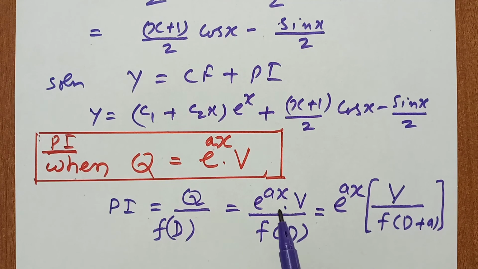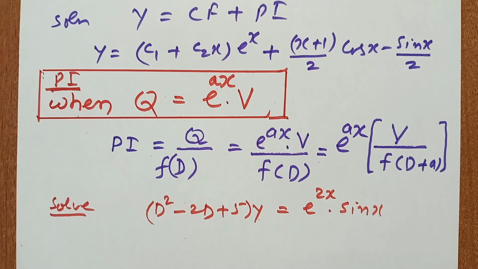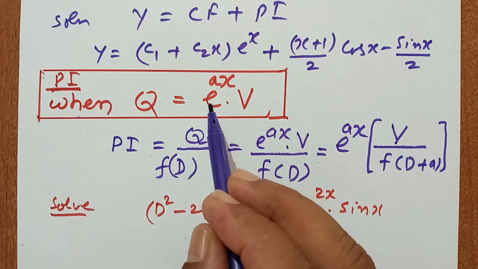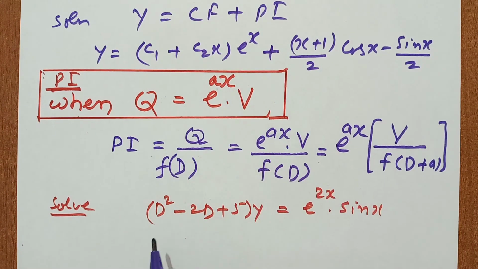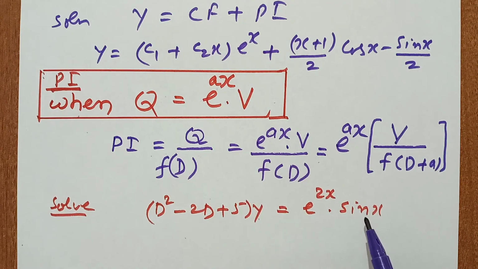Very easy. You put e to the power ax as it is and you calculate the particular integral of V upon f of (D plus a), meaning in place of D is D plus a, okay. Now an example based on this formula, meaning Q is equal to e to the power ax into V. So this is an equation, (D squared minus 2D plus 5) y is equal to e to the power 2x sin x, meaning here in e to the power ax V, V is sin x and a is 2.